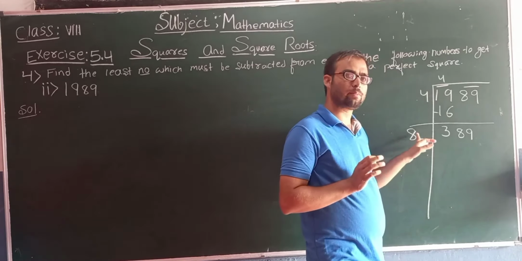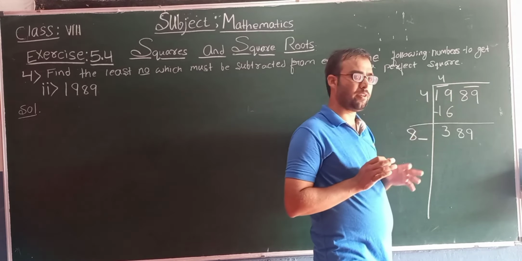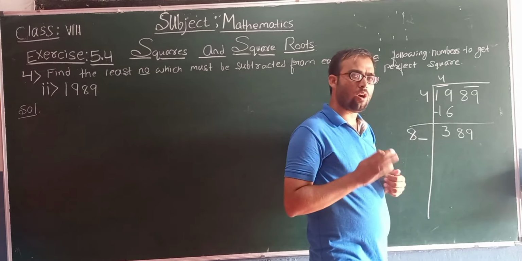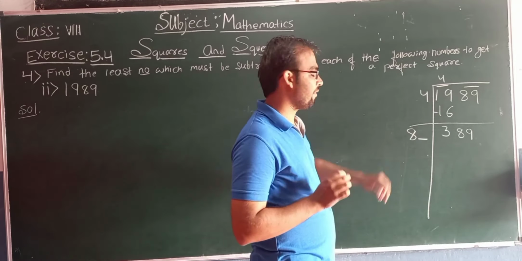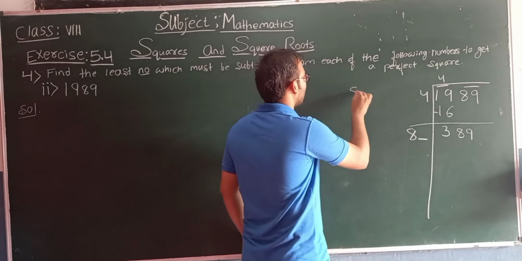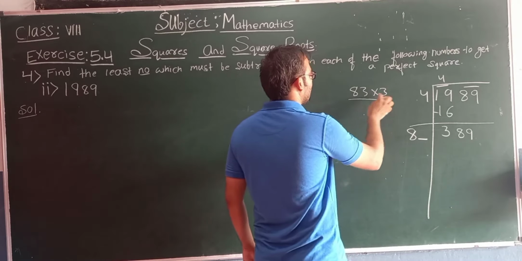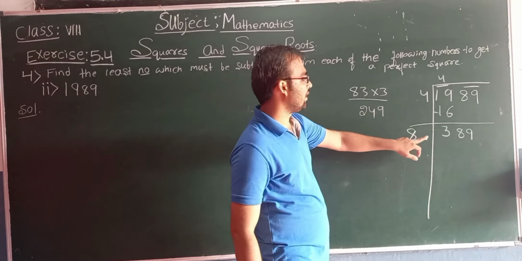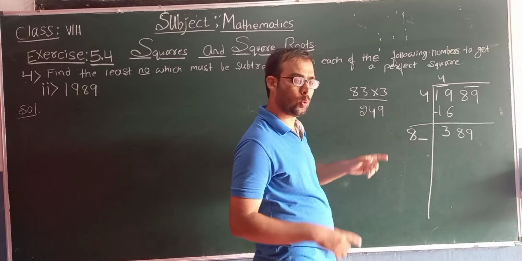We need to fill this blank with a digit such that when we multiply this number with the new digit, we need to get either 389 or a number lesser than this one. Students, now let us fill this blank with 3 and see. 3 9s are 27, 3 8s are 24. So when we fill this blank with 3 and multiply 83 with 3, we are getting 249.